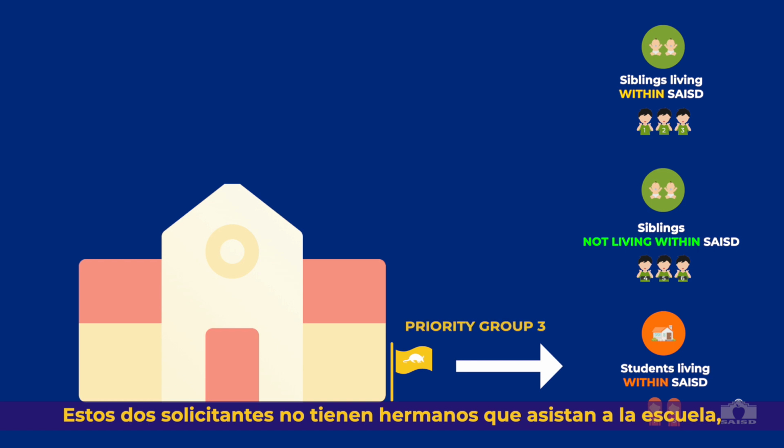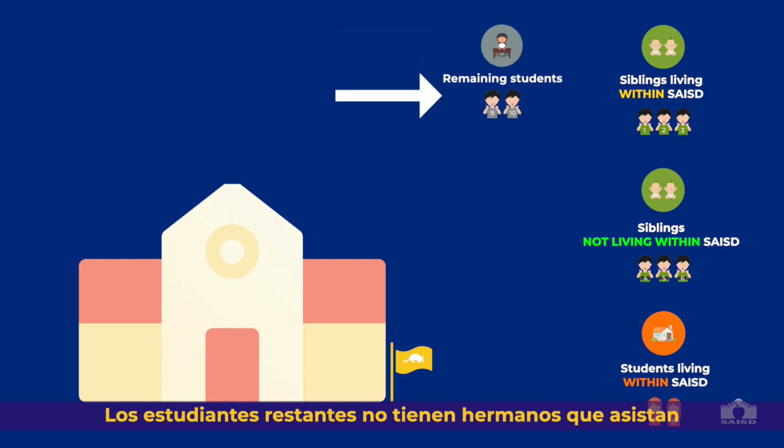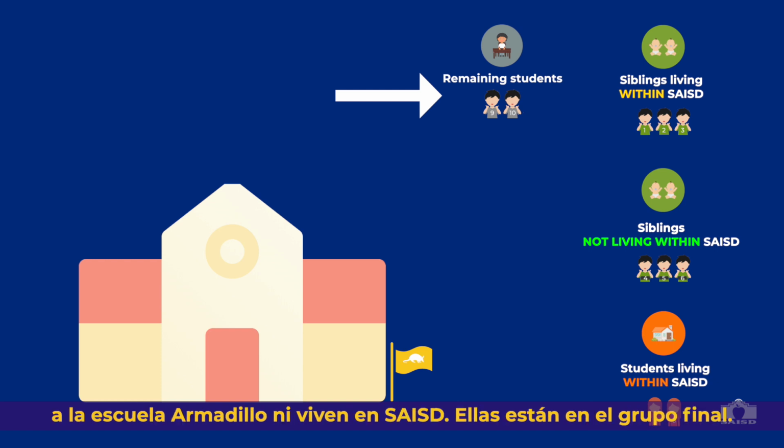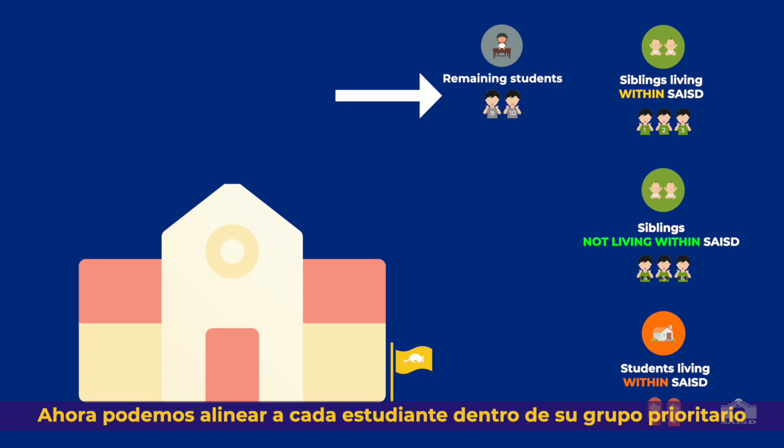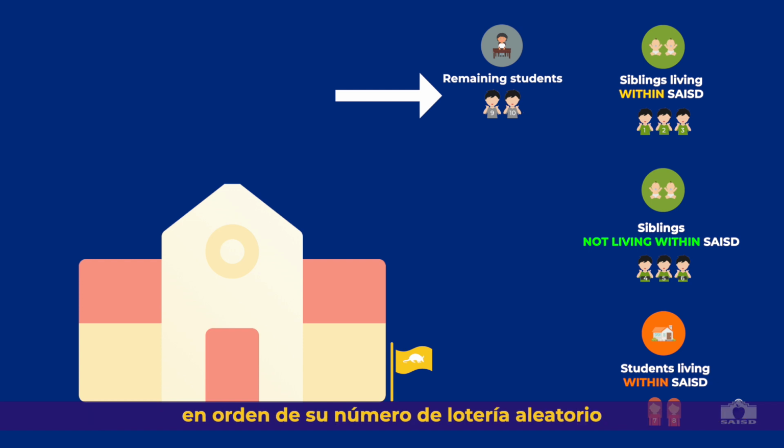These 2 applicants do not have siblings attending the school, but they do live in SAISD, so they are in priority group 3. The remaining students do not have siblings attending Armadillo School, nor do they live in SAISD. They are in the final group. Now we can line up each student within their priority group in order of their random lottery number. Now we know in what order to place students at Armadillo School.